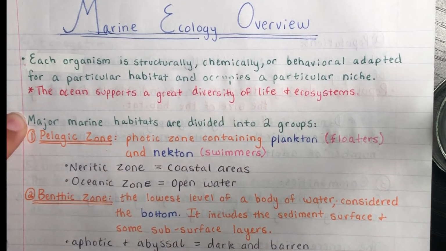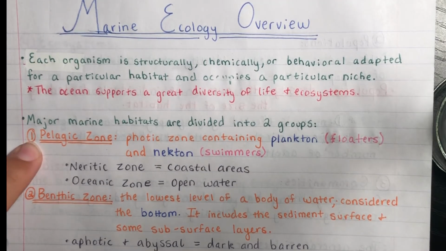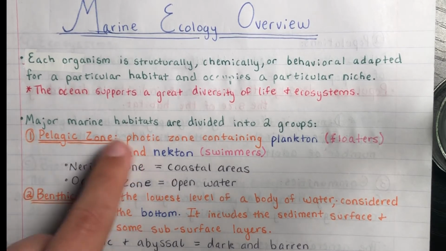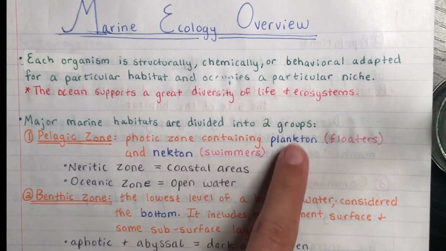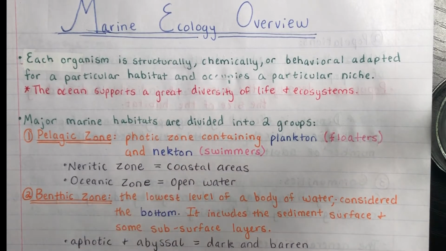Major marine habitats are divided into two groups. These two groups we've already visited with our marine zones. The first one is the pelagic zone, which, if you remember, is open ocean at any depth. It's the largest life zone. This is where we find lots of schools of fish, pods of marine animals. It's a photic zone, photic meaning there's light, containing plankton and nekton. These are two new terms to us.